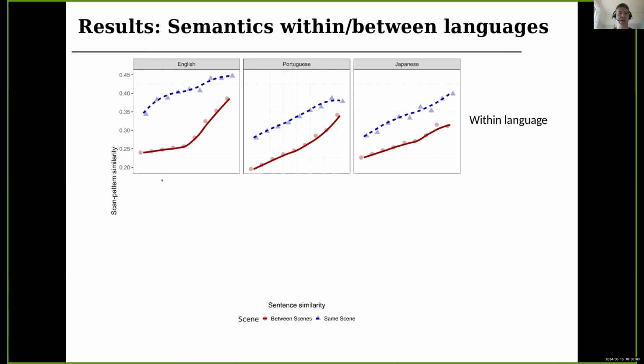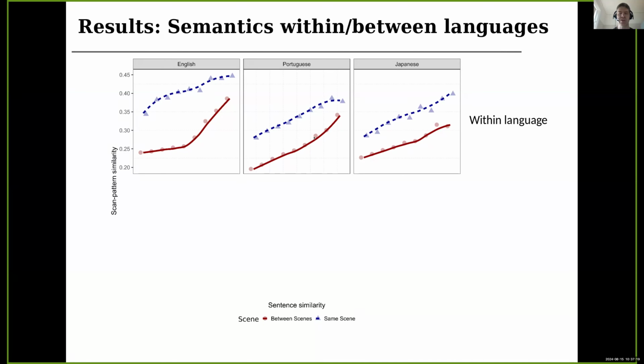So the first box is for English. In blue, if it's the same scene. In red, if it's two different scenes. As we can see, we can get a correlation between scan pattern and sentence similarity, both within scene and between scenes. Here, between scenes is lower and maybe a bit less nicely correlated because there's this bend here. But this is just a replication of the result for English, right? This is the old result for English, which we just replicate here.